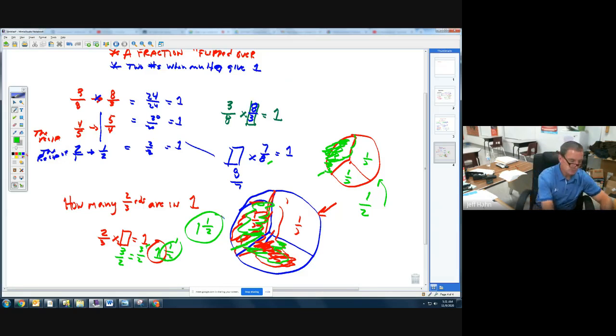So again, remember, when it comes to reciprocals, it's just a fraction flipped over, and whenever you see this, how many two-thirds or how many whatevers, you will know that we're thinking reciprocals. So hopefully that helps you out a little bit. It should be not too terribly difficult for people as intelligent as you.